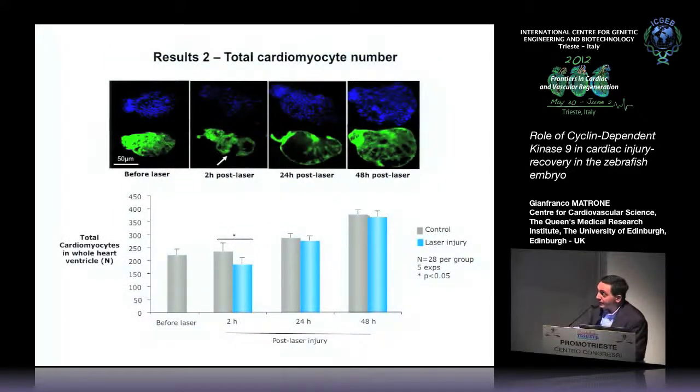Here in this graph, gray bars show the increase in cardiomyocyte number during normal development, and in blue, following laser injury. So laser injury produced a 15% reduction in total ventricle cardiomyocyte number, while at 24 and 48 hours post-laser injury, the cardiomyocyte number was approximately the same in both damaged and control groups. And here above, there are some images showing DAPI stained ventricle on a GFP background, and on this second image, the typical loss of GFP signal by the laser injury.